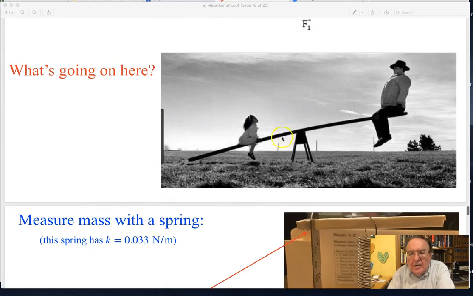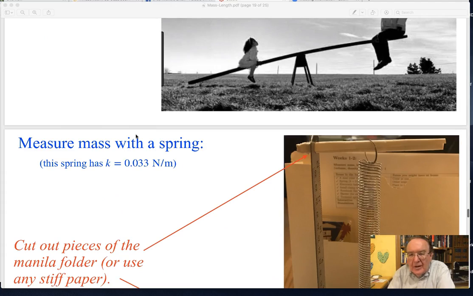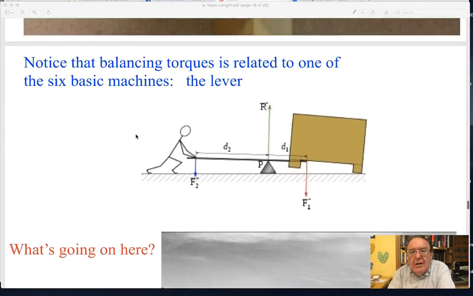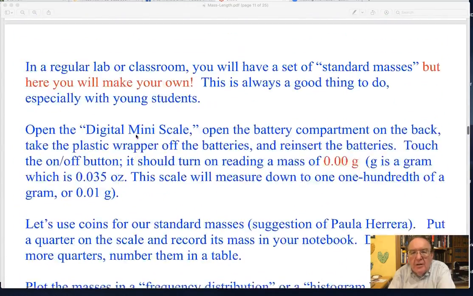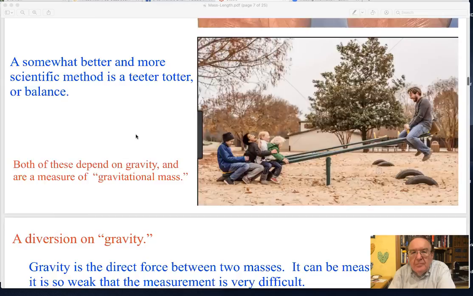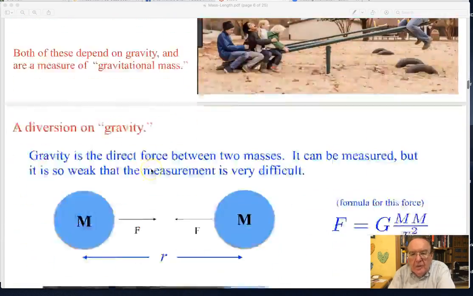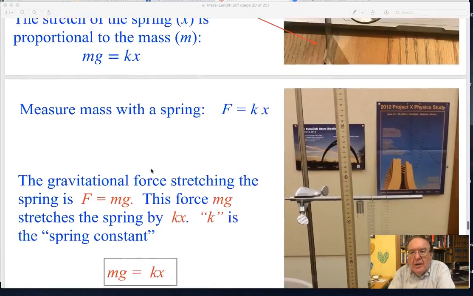Here's a girl on a teeter-totter and a man on the other side. So how can this possibly be? So what's going on here is a question. I just found that accidentally on the web one day. So that's measuring a gravitational mass using a teeter-totter. Basically, measuring masses with a teeter-totter and more sophisticated teeter-totters. And that's the gravitational mass.